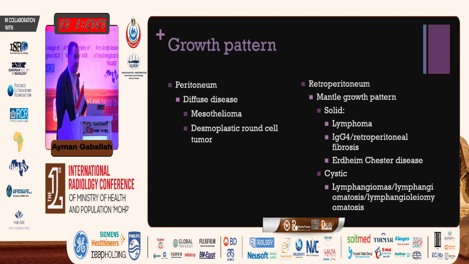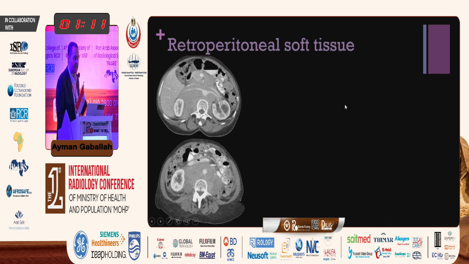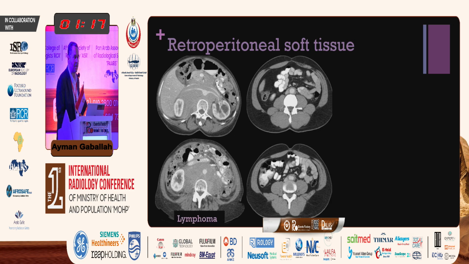And growth pattern, if the disease is diffuse peritoneal disease, we have a couple of them. And in the retroperitoneum, we have what we call mantle growth. The mantle growth is really important, especially for big retroperitoneal masses in a case of lymphoma. By mantle growth, we mean the lesions surround the structures without obliteration or infiltration.